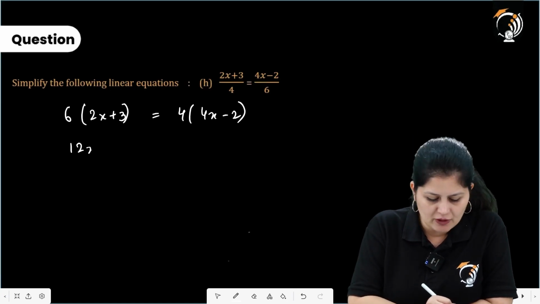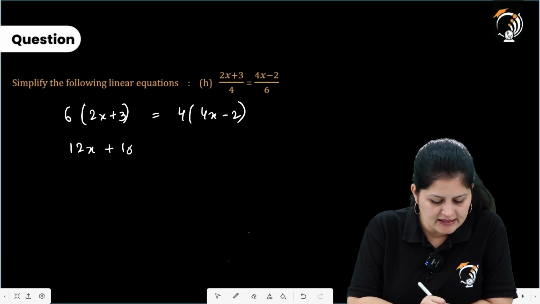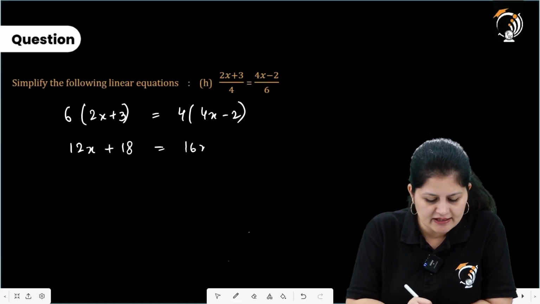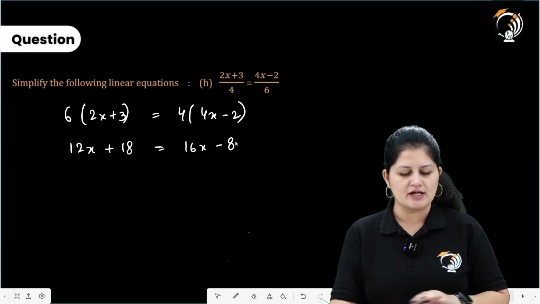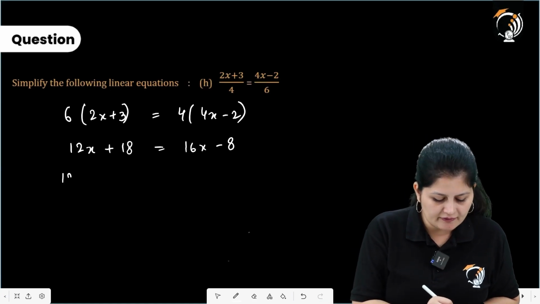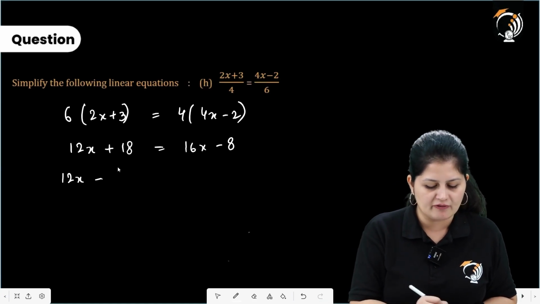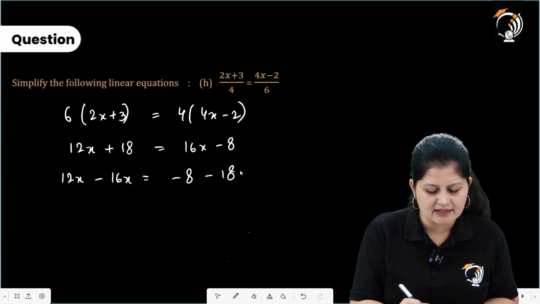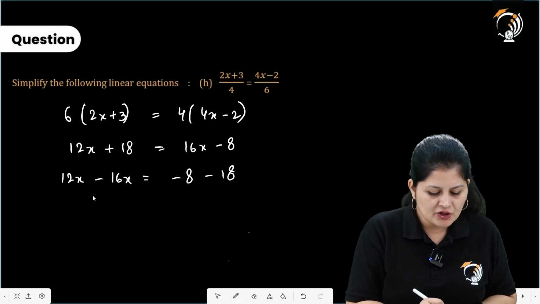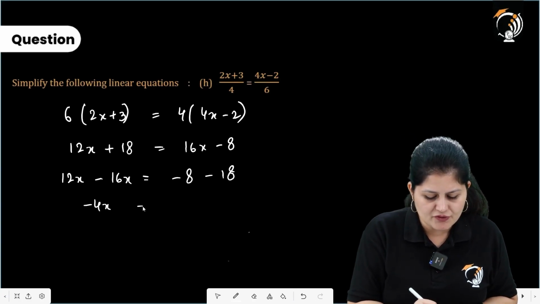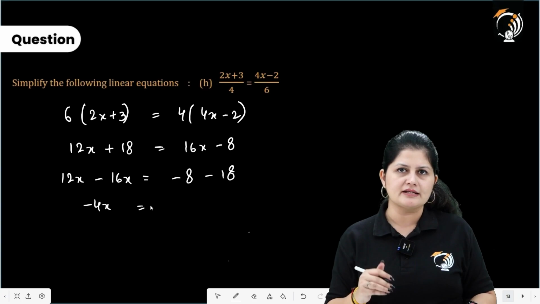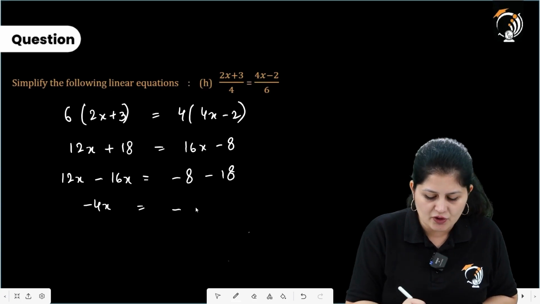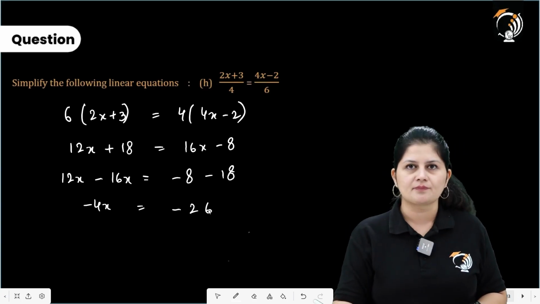So this is going to be 12x plus 18 is equal to 16x minus 8. That is what we are going to get here. So bringing all the variables on one side, it is going to be 12x minus 16x is equal to minus 8 minus 18. Clear? So this is going to be minus 4x, and solving minus 8 minus 18, it is equal to minus 26.